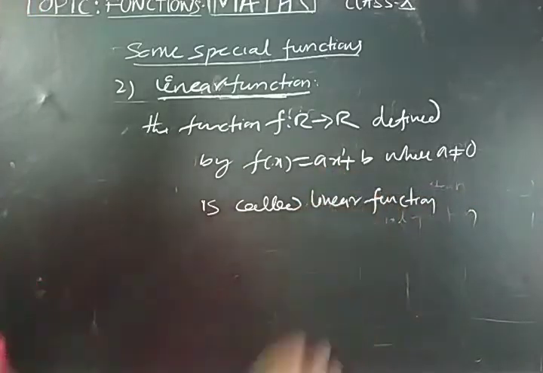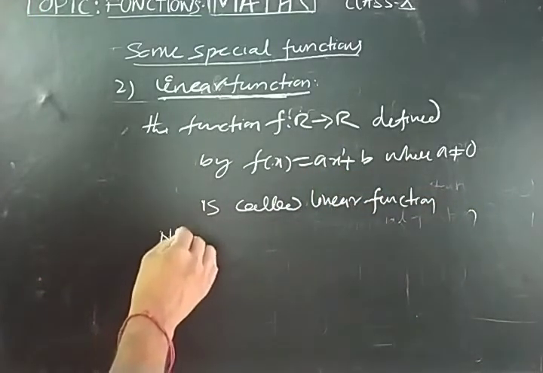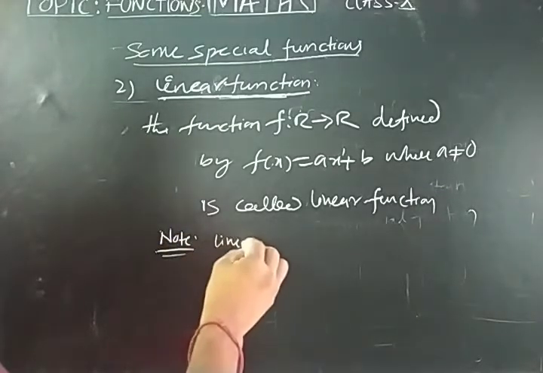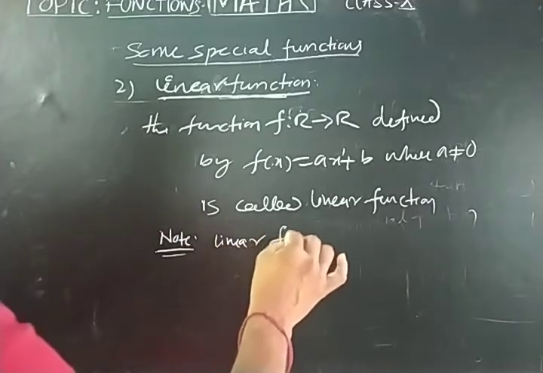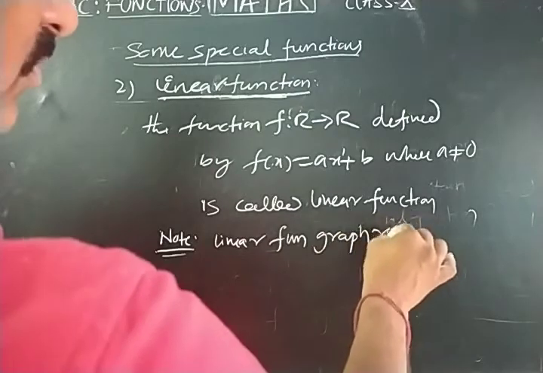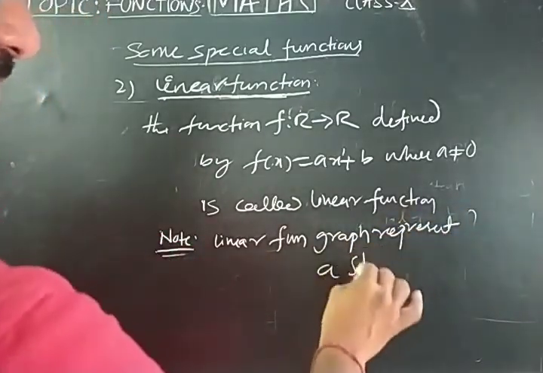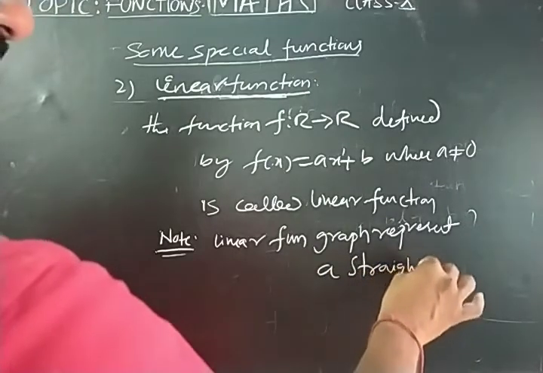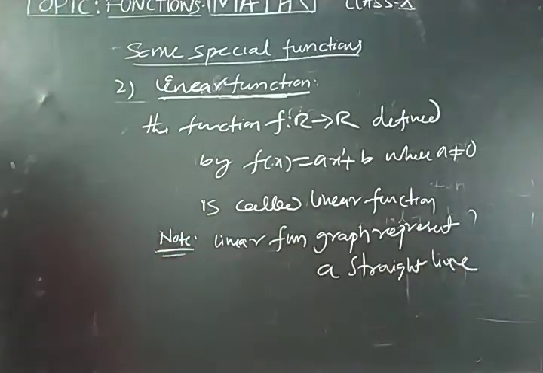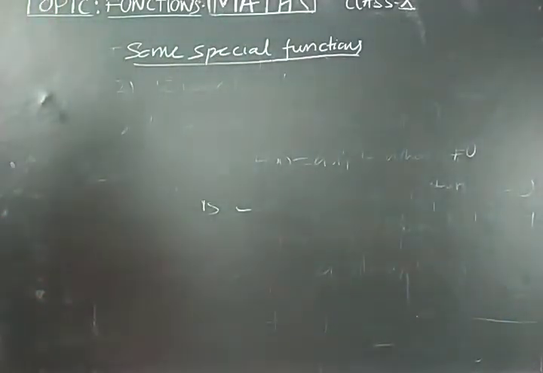And for a linear function, if you draw the graph, you will get a straight line. Note here, the linear function graph represents a straight line. Okay. Right. Now another function.